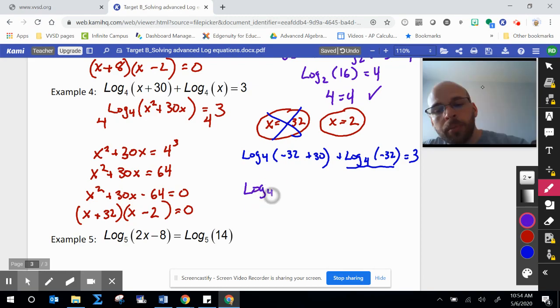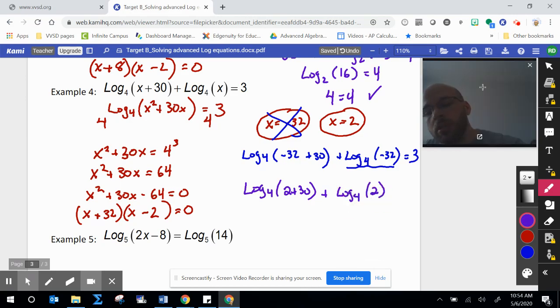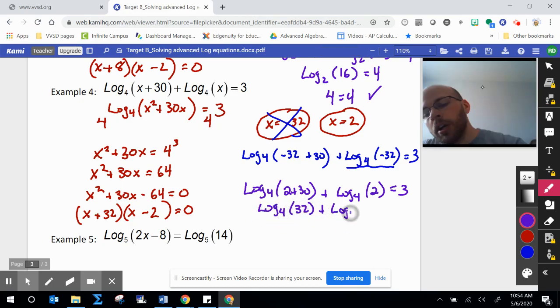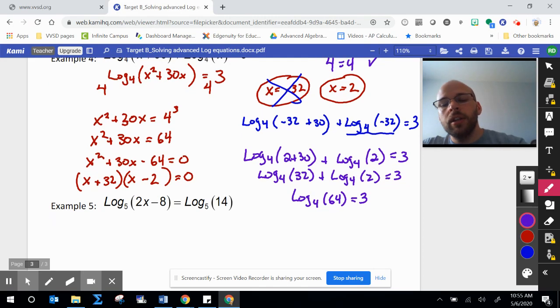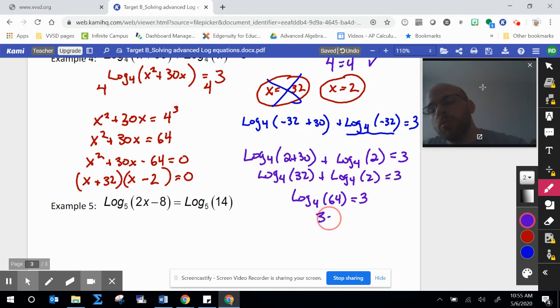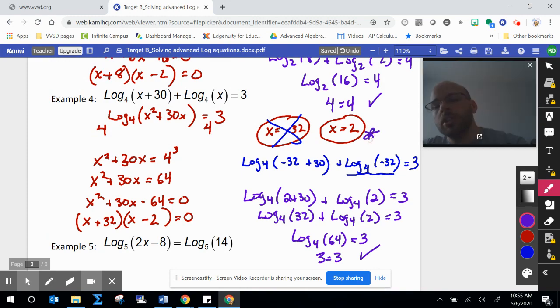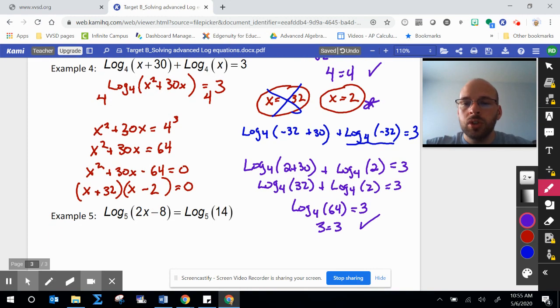I'm going to say the log base 4 of 2 plus 30 plus the log base 4 of 2 equals 3, which gives me the log base 4 of 32 plus the log base 4 of 2. And if they're added, I multiply the insides together. And if you did log base 4 of 64 in your calculator, you will get 3 equals 3. So that will be my solution. So the solution to this question is just x equals 2.